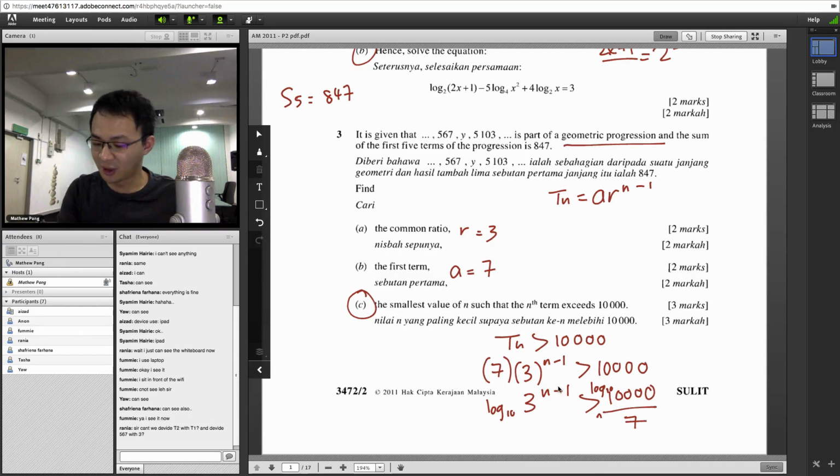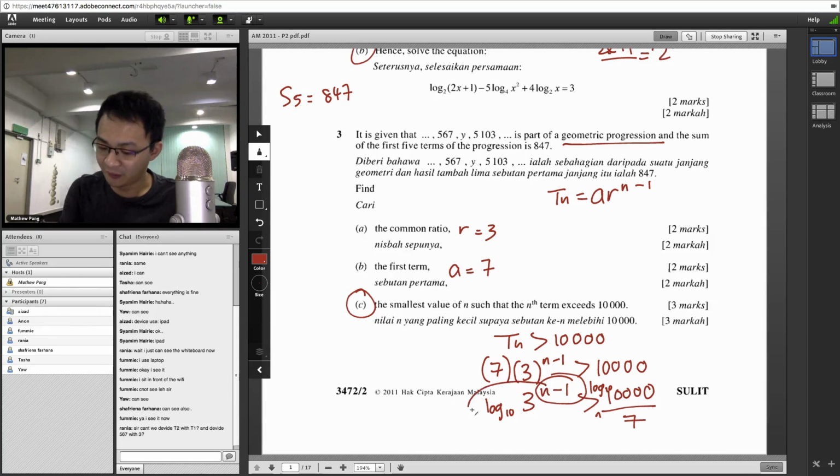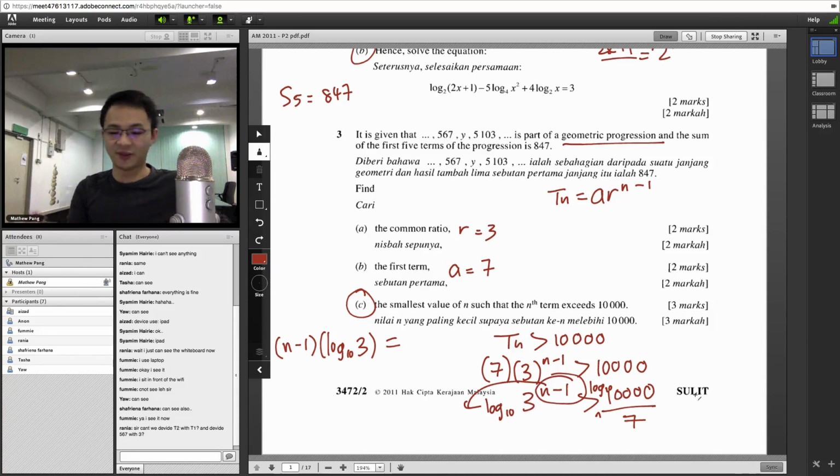In order to solve this, you move the power to the front, and then you will get something like this: (n minus 1) times log 10 of 3. When I move the n minus 1 to the front, I will get log 10 3. And here, actually, log 10 of 10,000 divided by 7, and you should get some value.